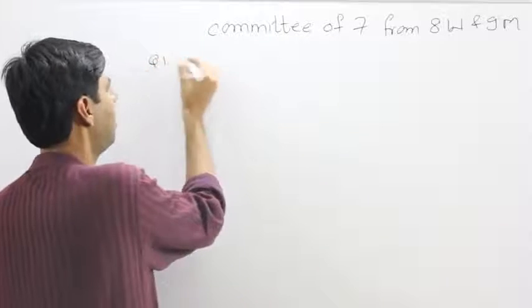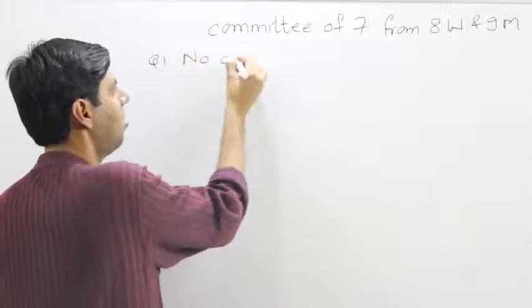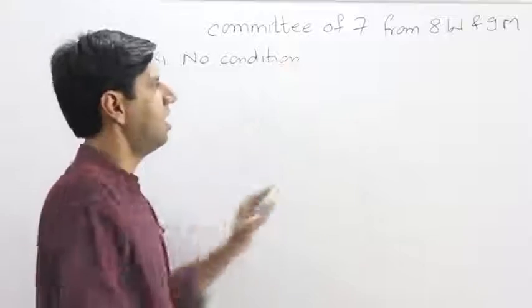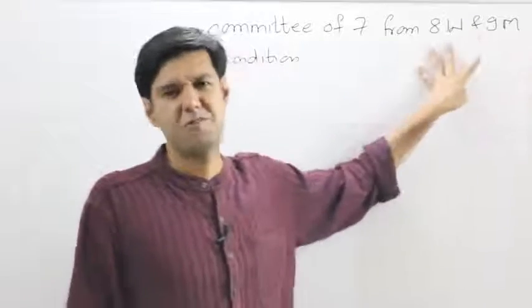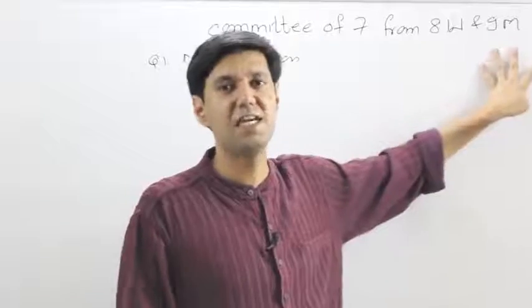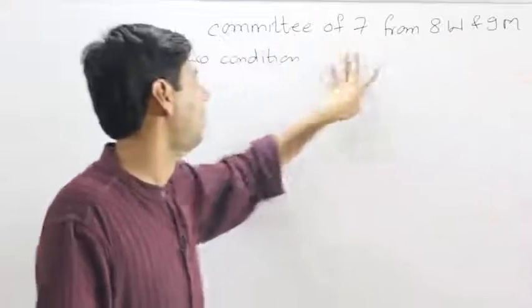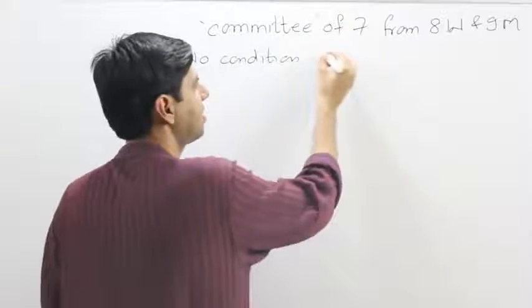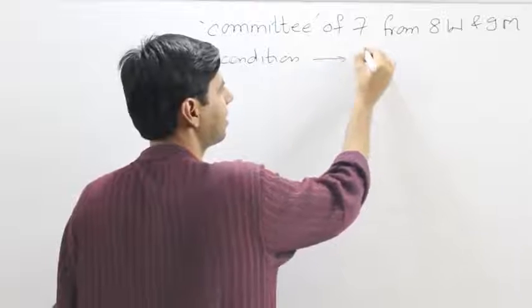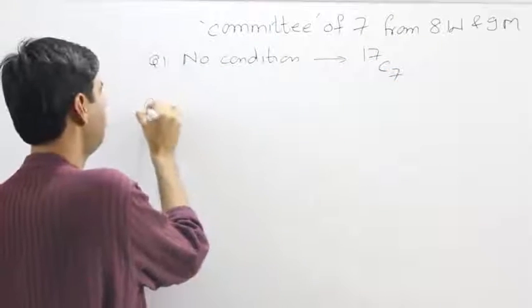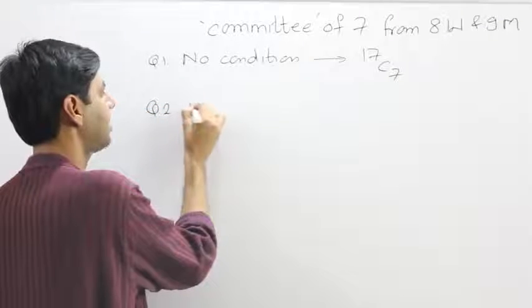The first question, there's no condition. If there's no condition, the fact that there are men and women is very incidental out over here. All we can look at is 9 and 8. There are 17 individuals that I have, and I want a committee of 7. Since it's a committee, it's a selection, and the answer is going to be 17C7.